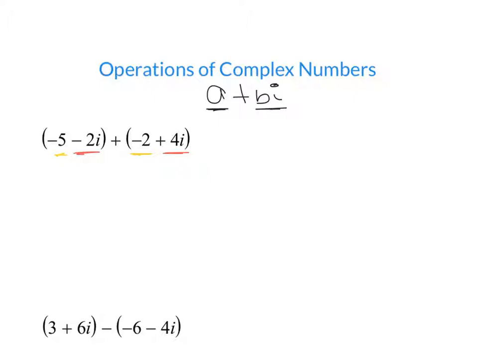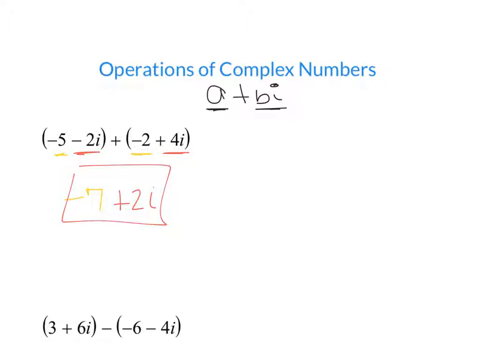You want to add the real parts together and the imaginary parts together, similar to the idea of like terms. So -5 and -2 make a -7. And then a -2i and a +4i make a +2i. So my final answer is -7 plus 2i.